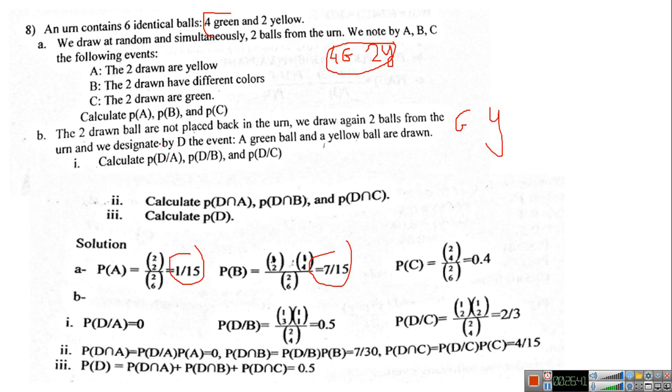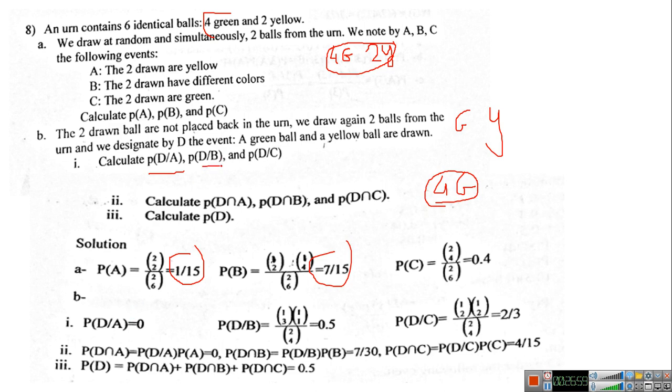Find P of D knowing A. What does it mean, P of D knowing A? Knowing A, I mean, I know that the 2 are yellow. Because 2 are yellow, I have only 4 green. To draw 1 green and 1 yellow, I don't have yellow to draw anymore, so it's 0.